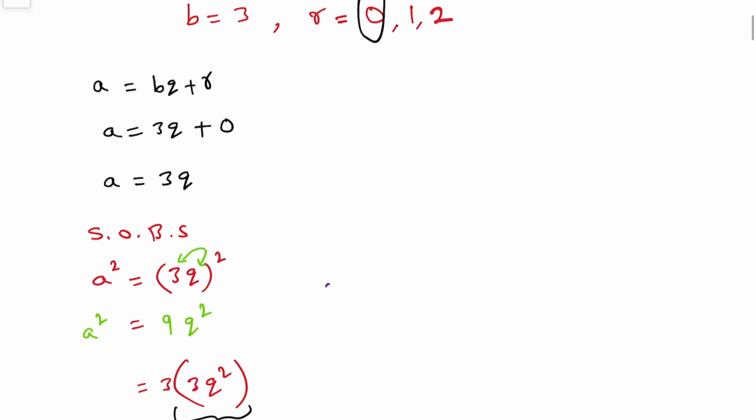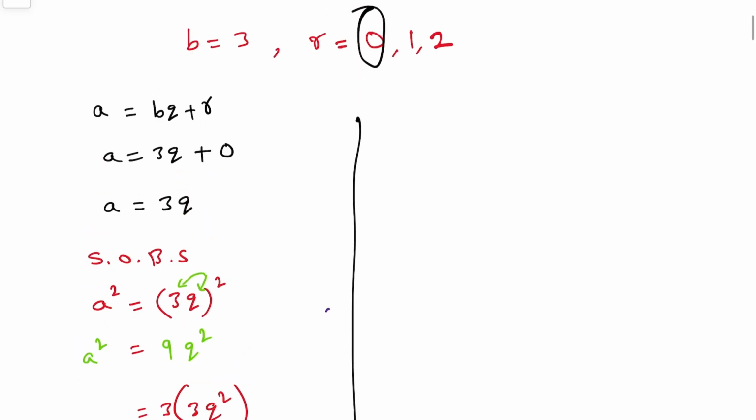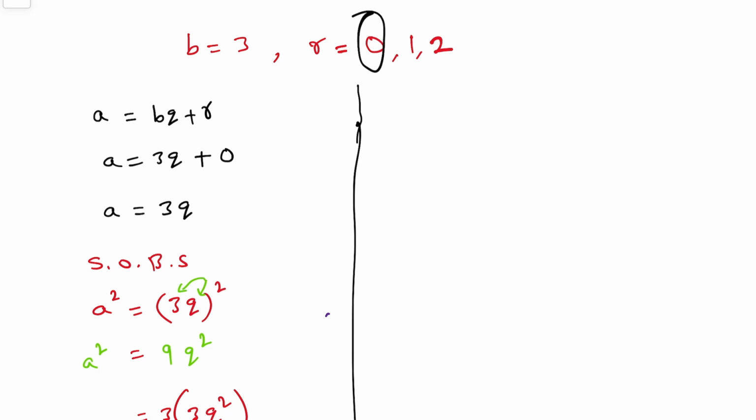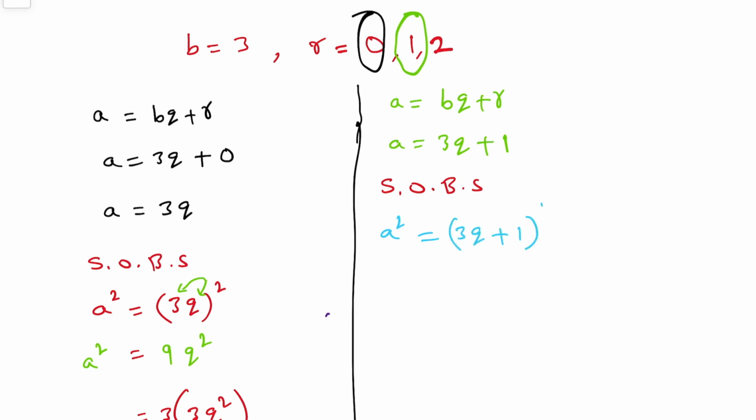Now let us go with the another remainder, that is 1. Same formula as it is, A equals to BQ plus R, A as it is, B value is 3, Q as it is, plus. So 0 remainder completed. Now we are going with the 1 remainder. So A equals to 3Q plus 1. Now according to the question we need to go with the square, right? So again as usual, squaring on both the sides. So what it will become then? A square equals to 3Q plus 1 whole square.